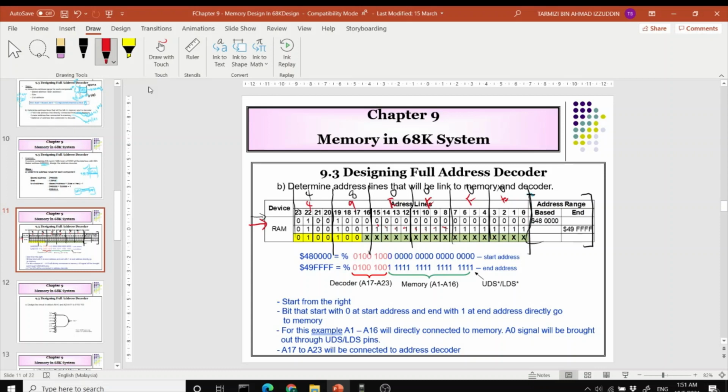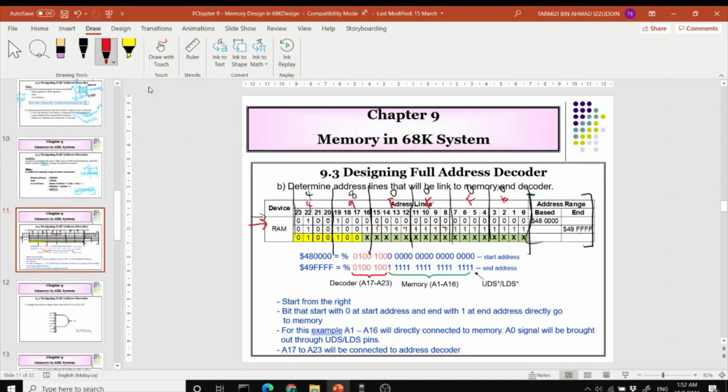Again, you need to construct this table whenever you are designing the address decoder, or figuring out how you're going to connect your peripheral to your 68K. If there is this kind of question, I'm sure there will be this kind of question in your final exam.